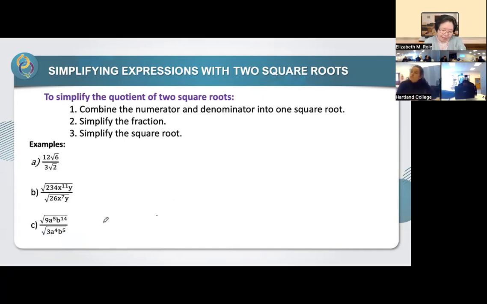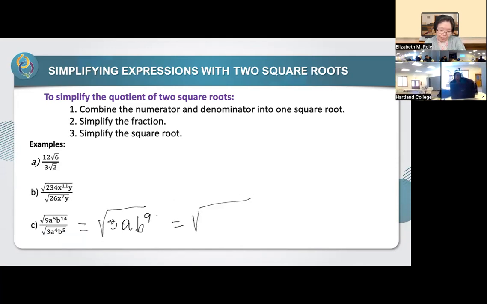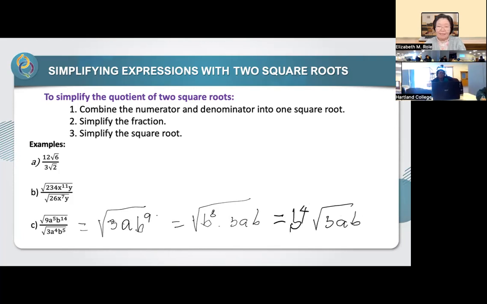Because you got this one: 9 divided by 3 is 3. A to the fifth divided by A to the fourth is A. B to the 14th divided by B to the fifth is B to the 9th, right? And so you now have the square root of, it's only the B to the 9 that you can get a perfect square. That's B to the 8. 3AB equals B to the fourth square root of 3AB.